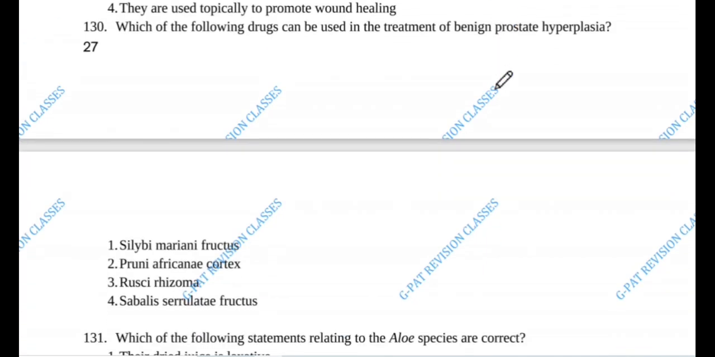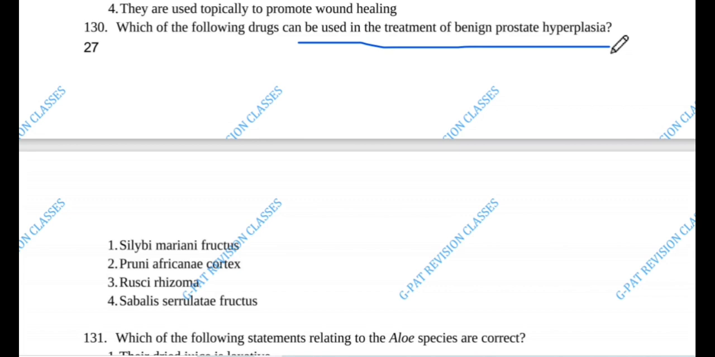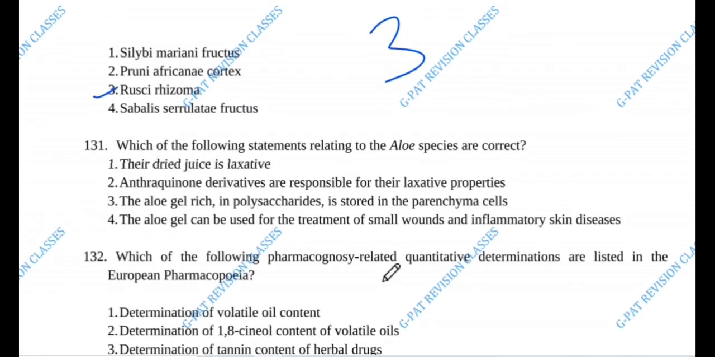Next is question number 130. Which of the following drugs can be used in the treatment of benign prostate hyperplasia? The answer is third, rhizoma. The answer is 3.